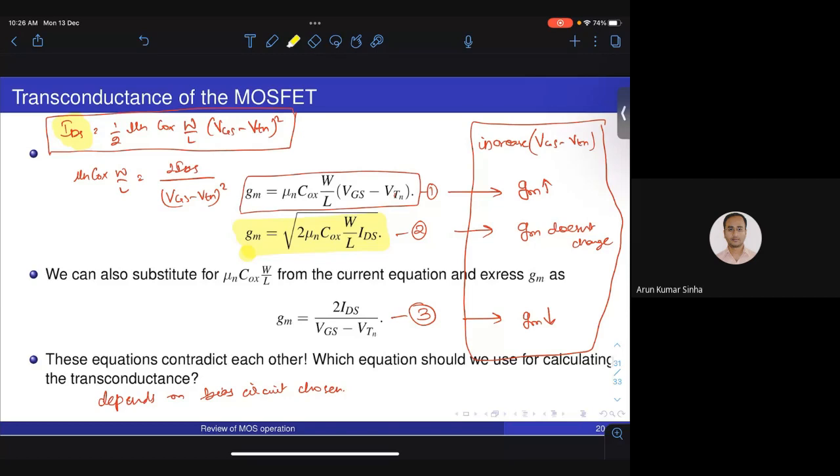For example, if you have a common source amplifier where the biasing basically fixes the VGS and there is no control of the drain current by the biasing circuit, in that case the transconductance equation that you should use will be equation 1, which is mu n Cox W by L into VGS minus VTN.